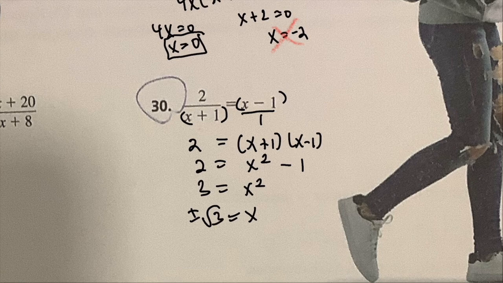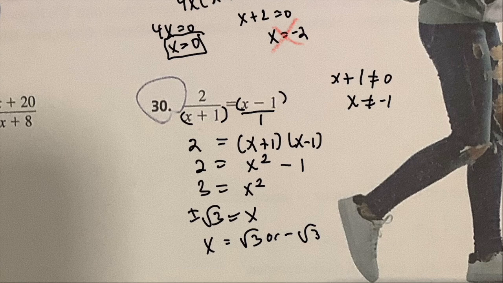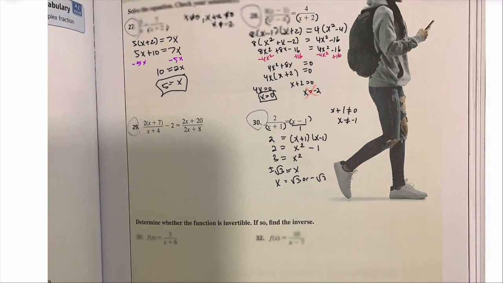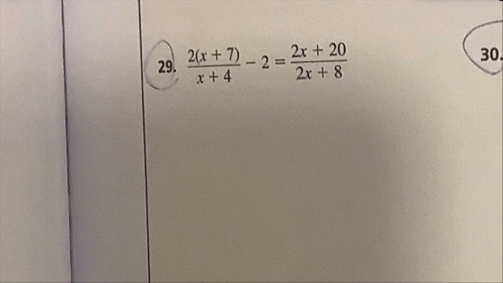Now, what values didn't work? Well, our only denominator is x plus 1, and that is not allowed to equal 0, so x cannot be -1. Now, square root of 3 is not -1. Both those work, so your answer would be positive square root of 3 or negative square root of 3. So the proportion ones are nice, just cross multiply. But of course, they had to throw in one that was not a proportion.